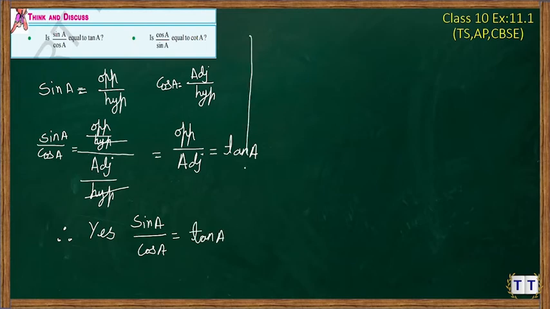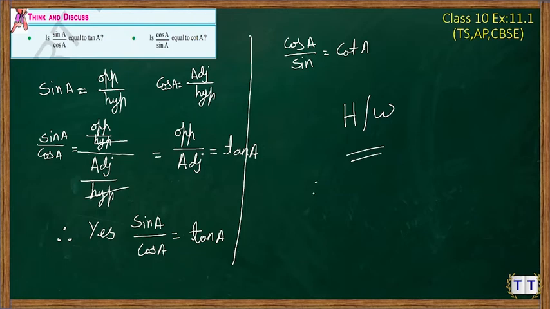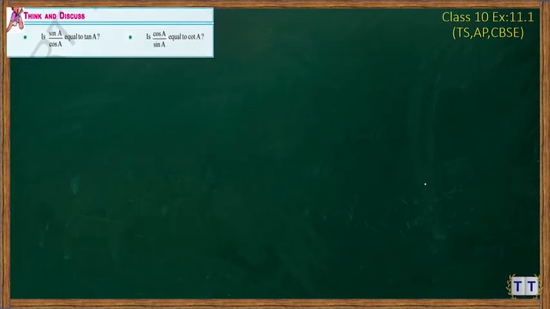Okay, next he's saying cos A by sine A is equal to cot A or not. I want you all to do this as homework and let me know in the comment section whether it is equal. If they are equal, write yes. If it is not equal, write no in the comment section. Okay, let's see next.